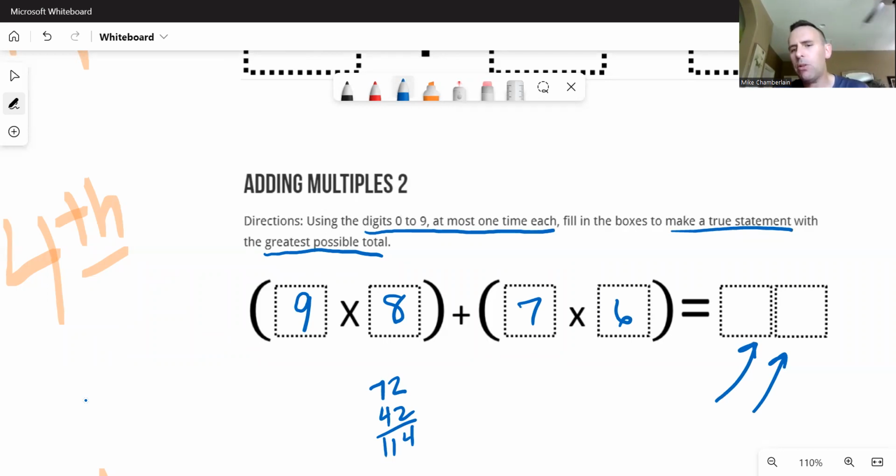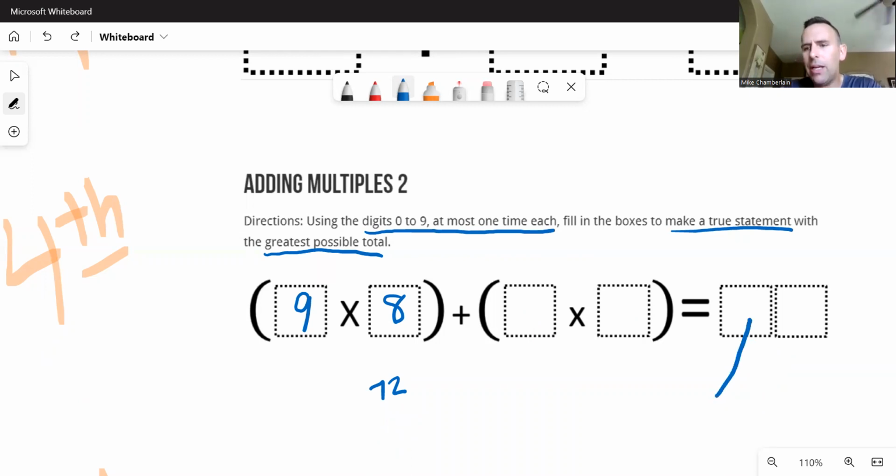So maybe I try something smaller so it doesn't exceed 100. Well, the problem is, if I choose something smaller that's in the 90s, I can't do that either because I'm not allowed to put a 9 here because I have already used a 9. Likewise, I'm not really allowed to put an 8 here because I've already used an 8. And so it might turn out that maybe 9 times 8 isn't the best thing. I really don't know. My guess is it's probably not the best, but I haven't really done this problem and I don't know the answer. That's what makes it exciting.